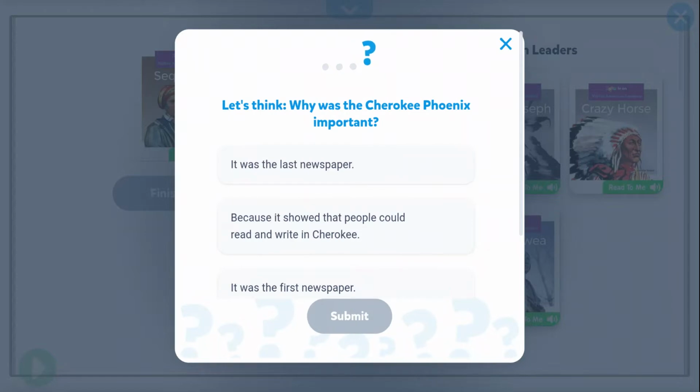Let's think. Why was the Cherokee Phoenix important? It was the last newspaper, because it showed the people. It showed that people could read and write in Cherokee. It was the first newspaper. Which would you choose?